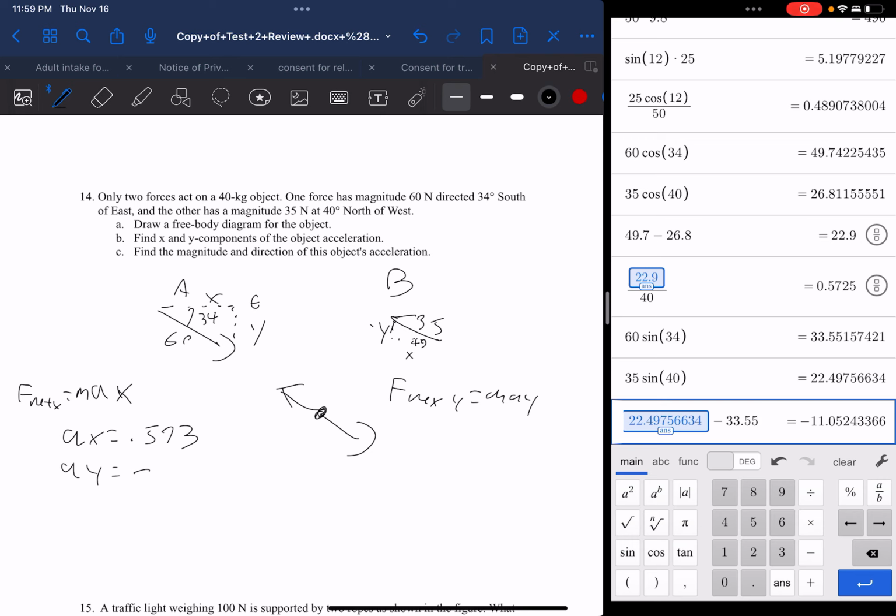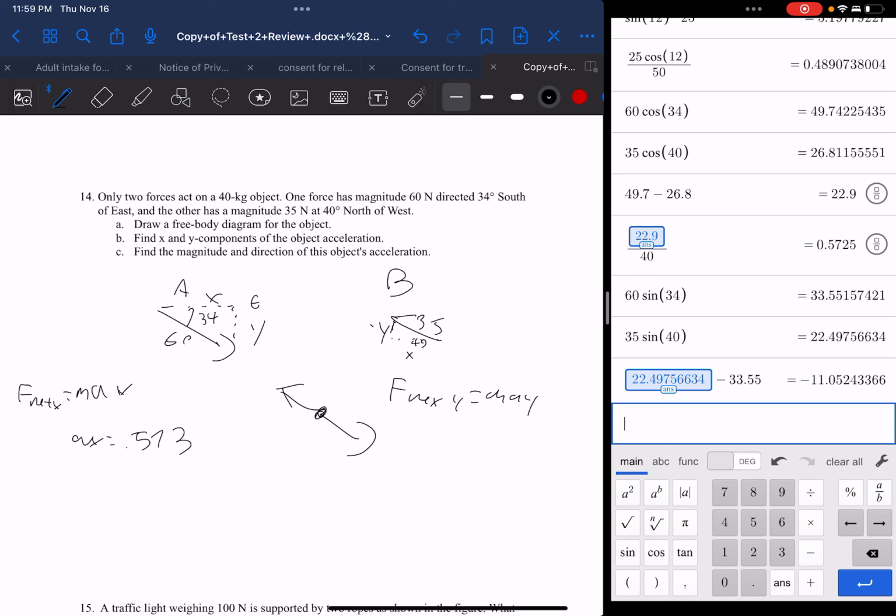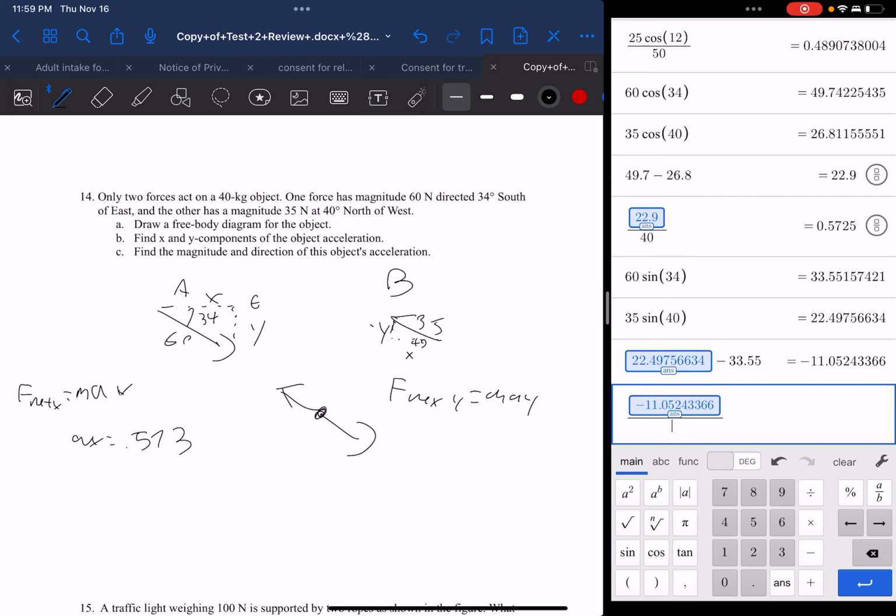Oh, sorry. That's F net y. Hang on. Let's rewrite that. So ax was 0.573. So F net y ends up being negative 11.5. We're going to solve for ay by dividing by the mass. Answer divided by the mass gives us an ay of negative 0.276.